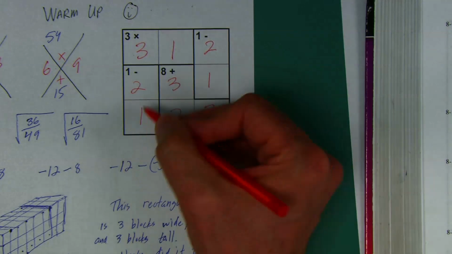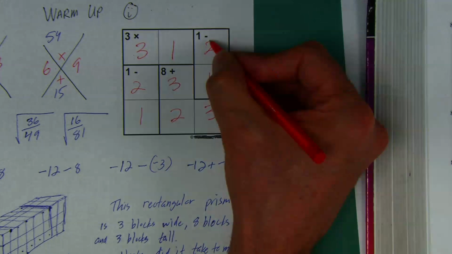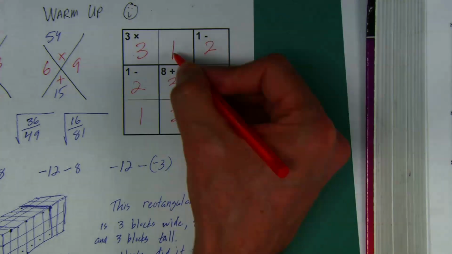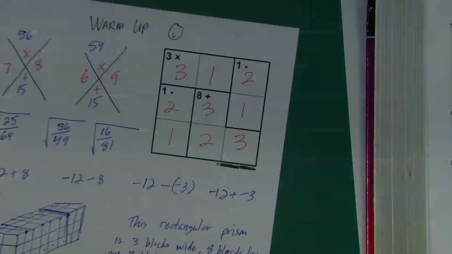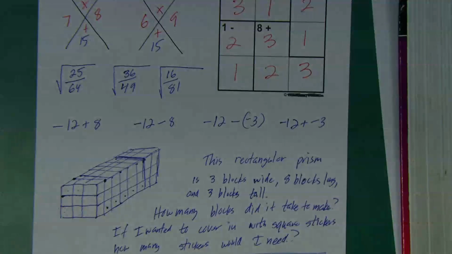And let's just double check. Is 2 minus 1, 1? Yeah. Is 3 plus 2 plus 3, 8? Yeah. Is 2 minus 1, 1? And is 3 times 1, 3? Everything works, right? Okay. Square roots.